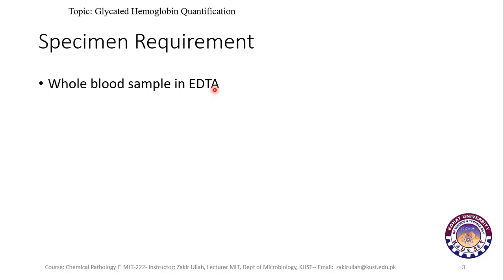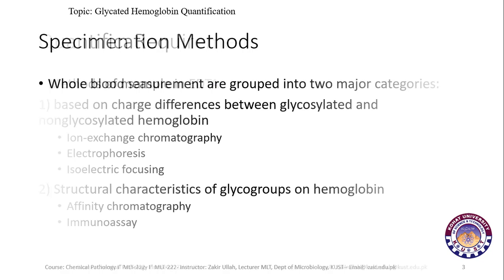So in the whole blood, the structure of the red blood cells is maintained, and we can prepare a hemolysate from these red blood cells and then find out the HbA1c level in the red blood cells.